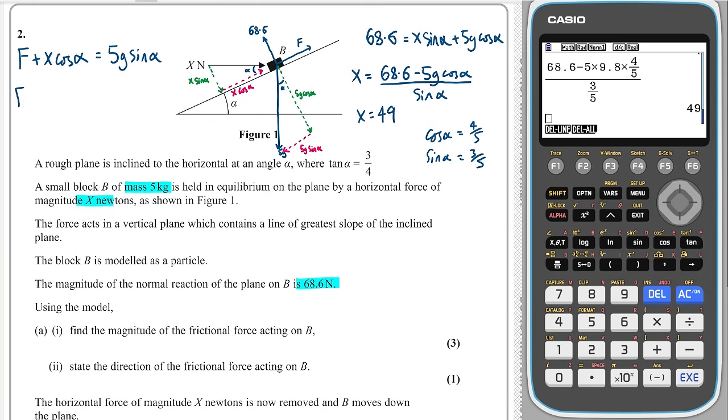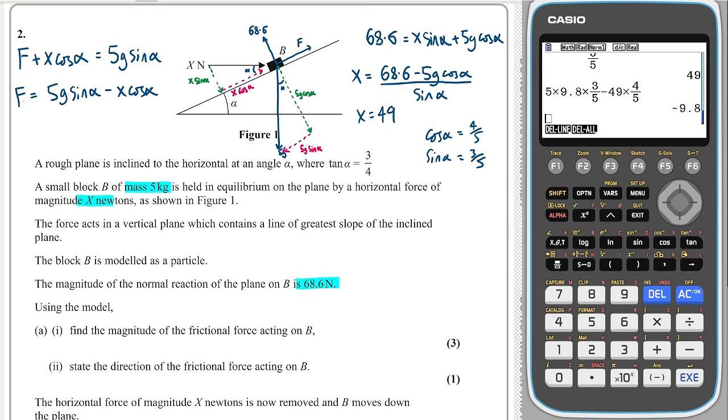So now I can go to this equation and write that F is equal to 5g sine alpha minus x cos alpha. In my calculator I write 5 times 9.8 times sine alpha, which is 3 over 5, minus x, which is 49, times cos alpha, which is 4 over 5. And I get a negative answer. So what does that tell us?